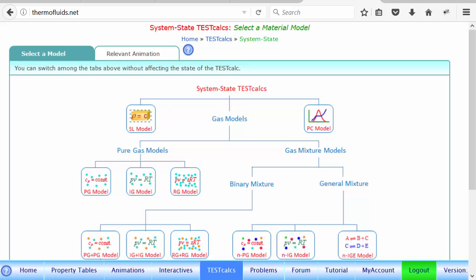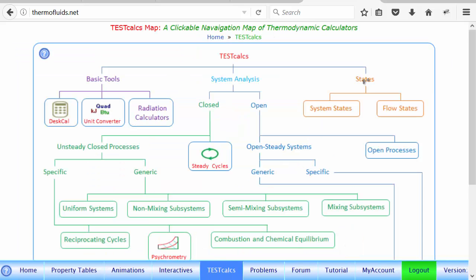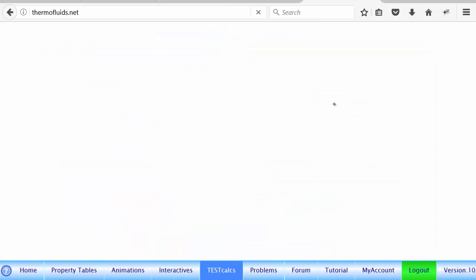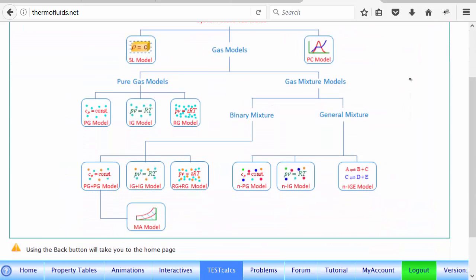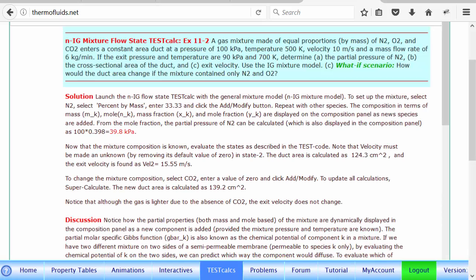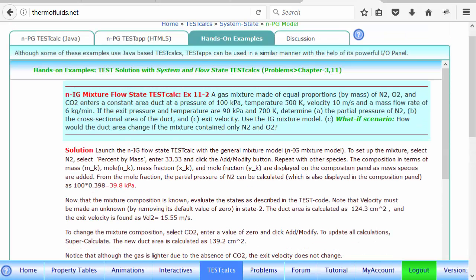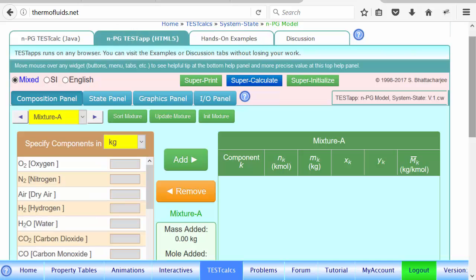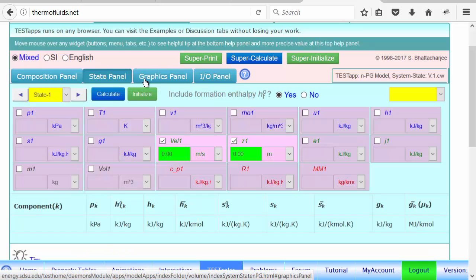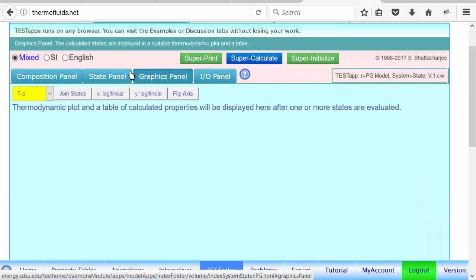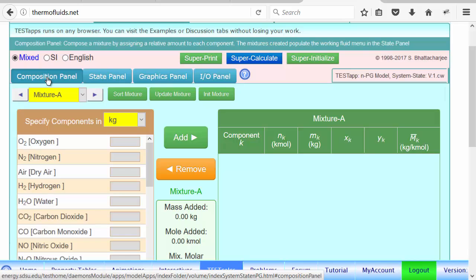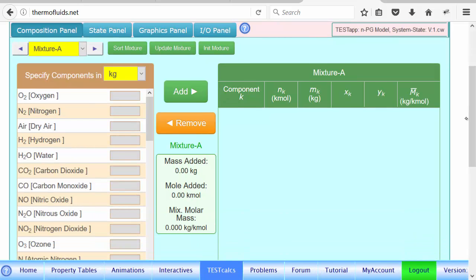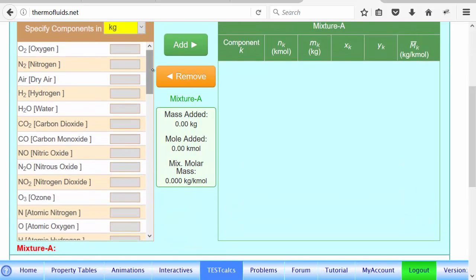I already logged in. We are going to evaluate a system state, and we are going to use a general mixture model, either an NPG or NIG model. Okay, let's use the mixture of perfect gases. NPG means any n number of gases are allowed. As you can see, in addition to the state, graphics and I/O panels that you see in every TEST step, this one offers a composition panel, and any number of gases can be selected for the mixture.